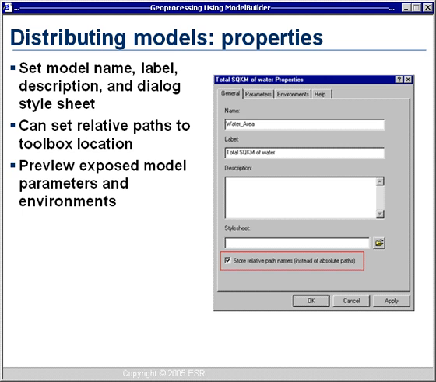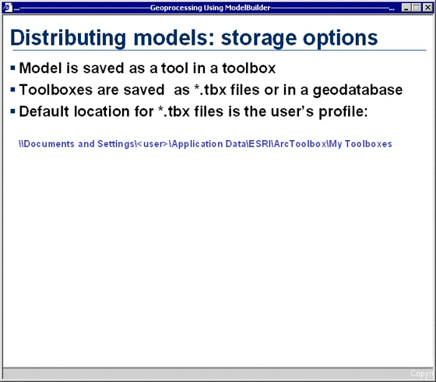The Model Properties dialog allows you to set a name and a label for your model, write a description for your tool, and perhaps set a custom style sheet for the dialog. Included on the General tab is an option that pertains to distributing our geoprocessing work. On the Model Properties dialog, we have the ability to set relative paths, meaning path names will be maintained relative to the toolbox or workspace that contains the model.